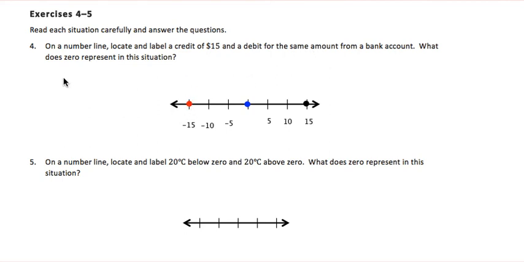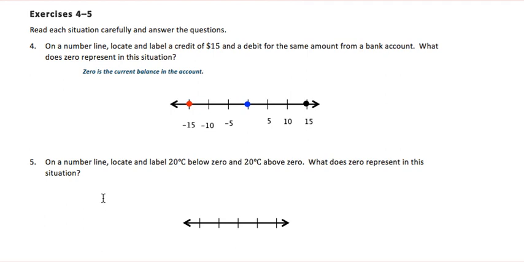0 in this situation represents the current balance, just like we talked about before. 0 is the current balance in the account, which we don't know, but we also know that the credit will increase it by 15 and the debit would decrease it by 15.